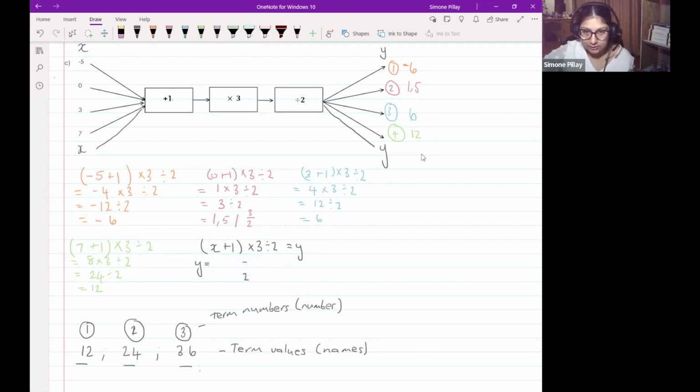So let me erase this. I have to take x plus 1. We know that has to be in brackets. And then, because I'm doing BODMAS, I can multiply by 3 and then divide by 2. Either which way, it doesn't matter the order in which I do it.